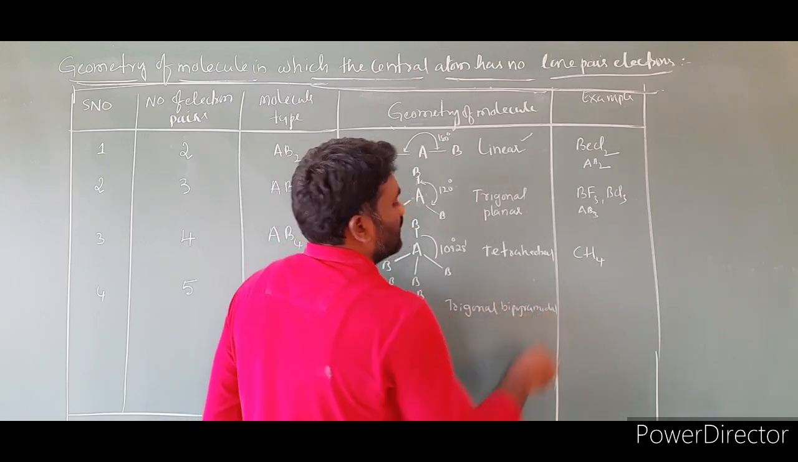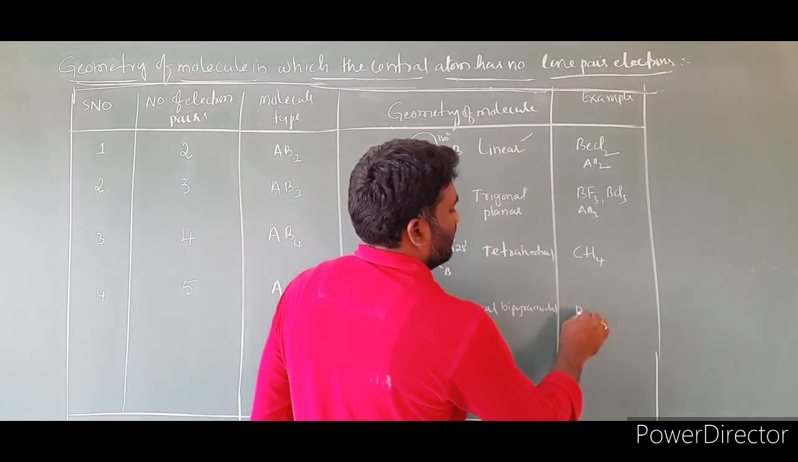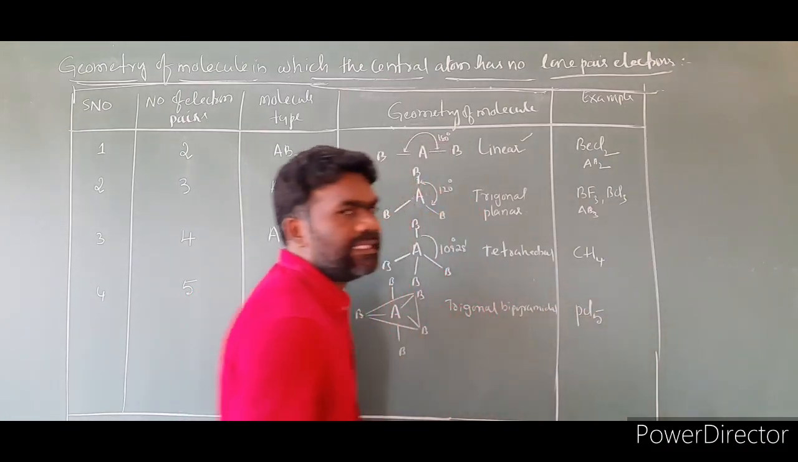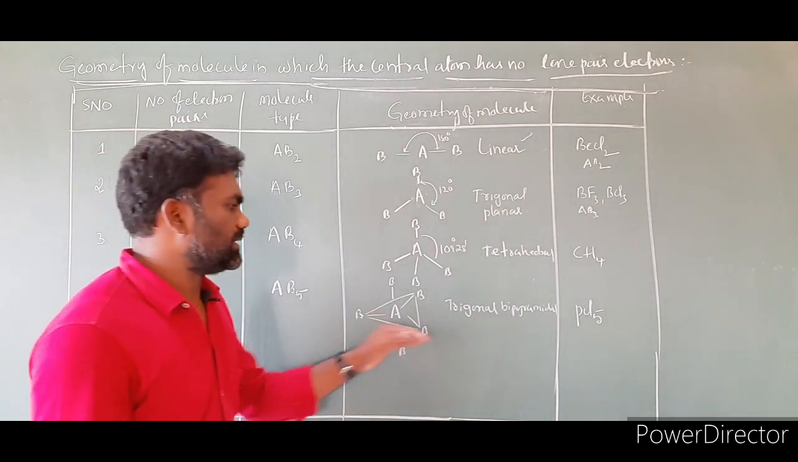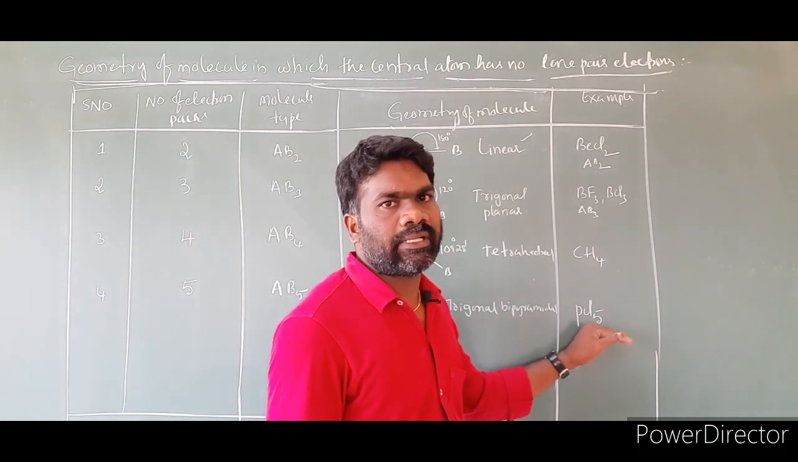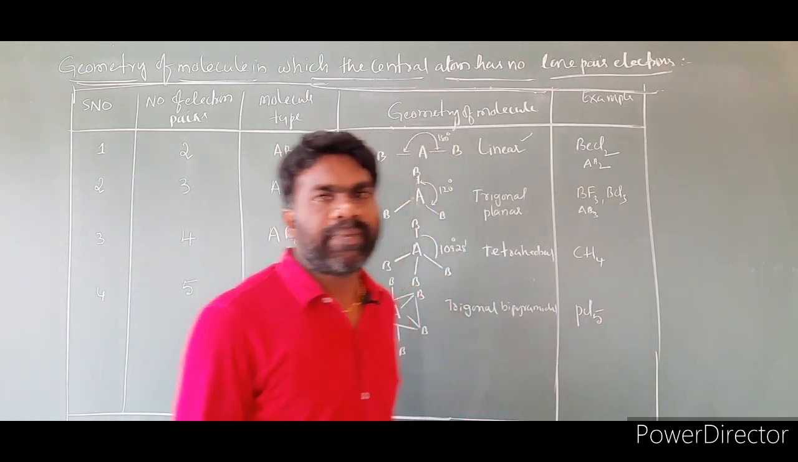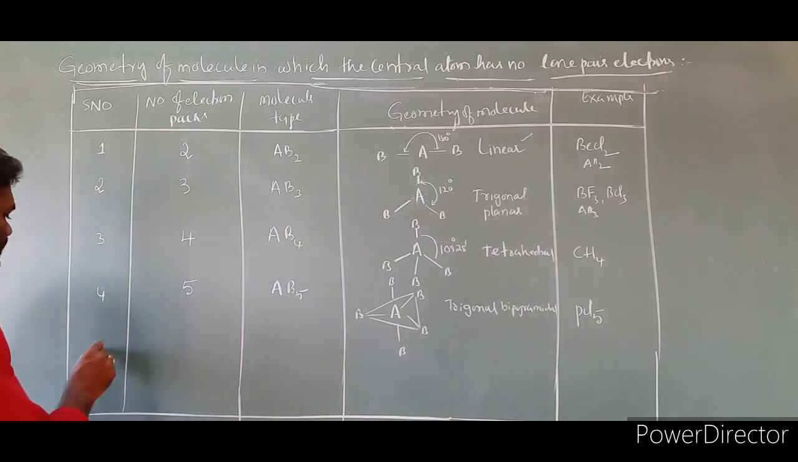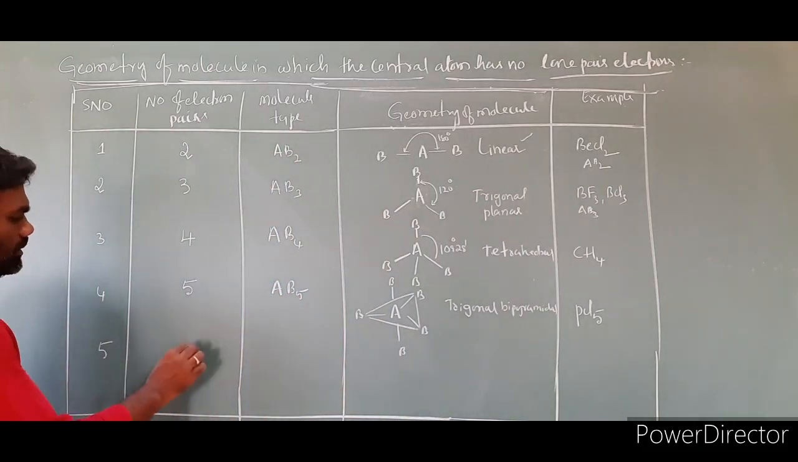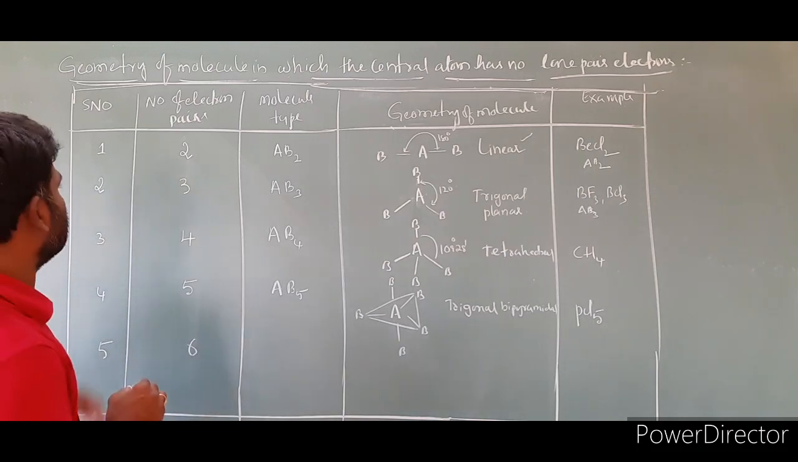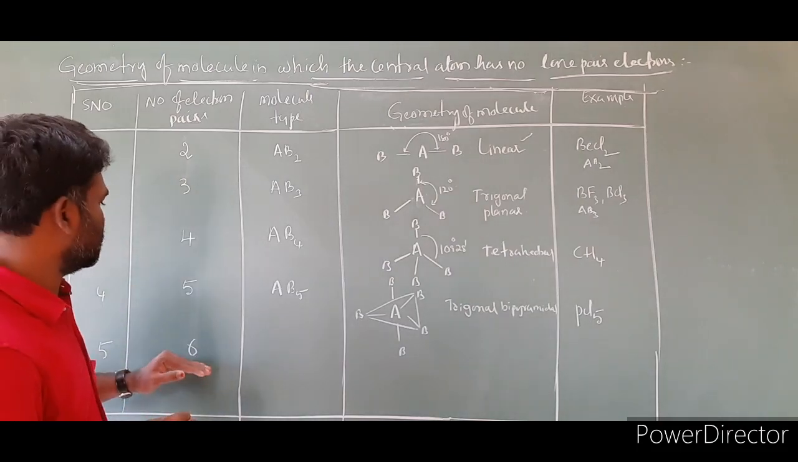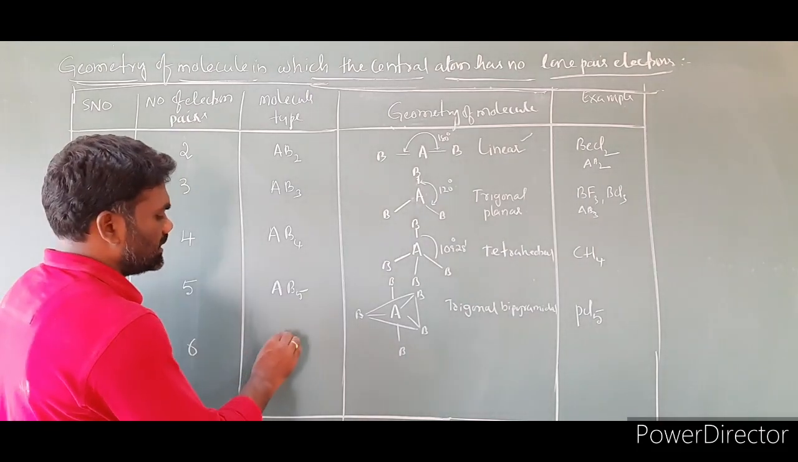Trigonal bipyramidal. The example for this case is the PCl5 molecule. So this is trigonal bipyramidal. The shape of the molecule is trigonal bipyramidal, and the example is PCl5. Then the number of electron spaces is 6.